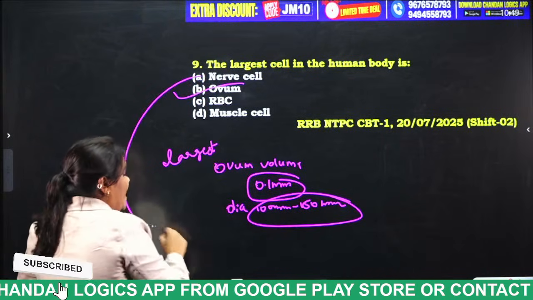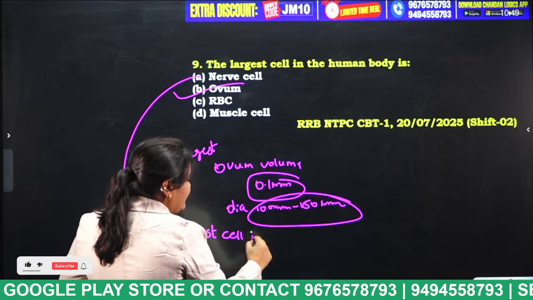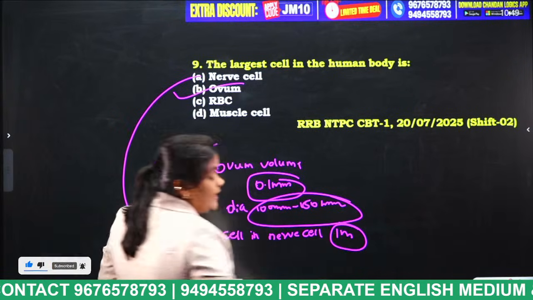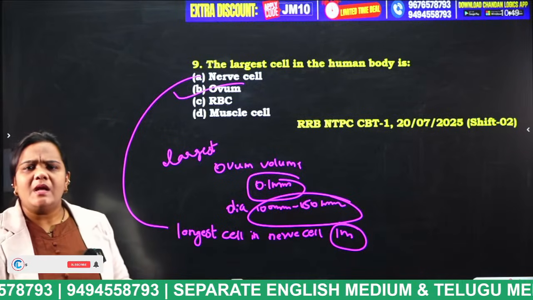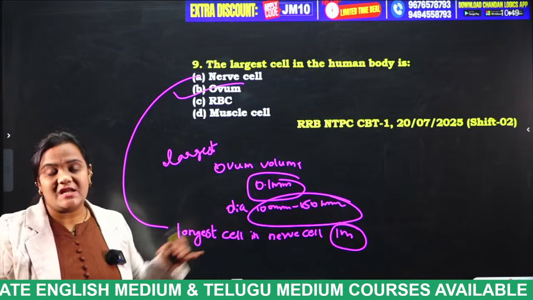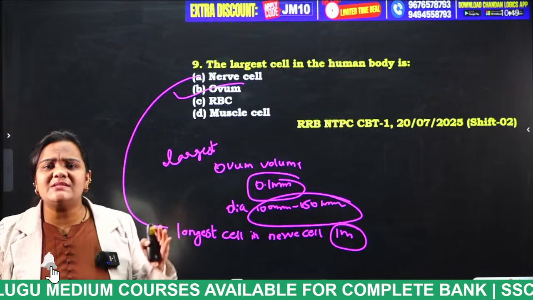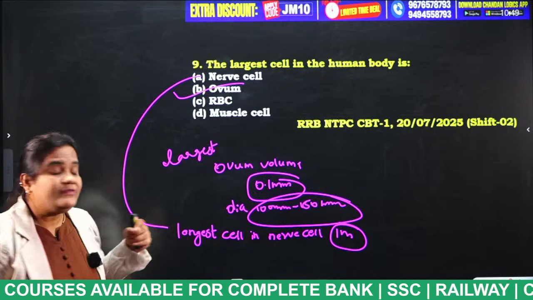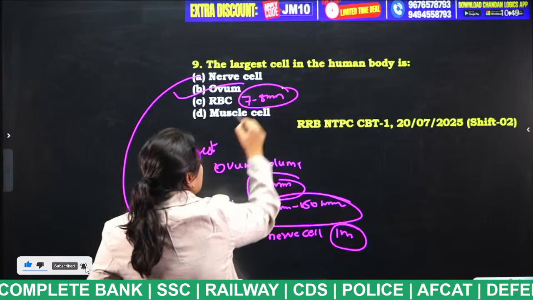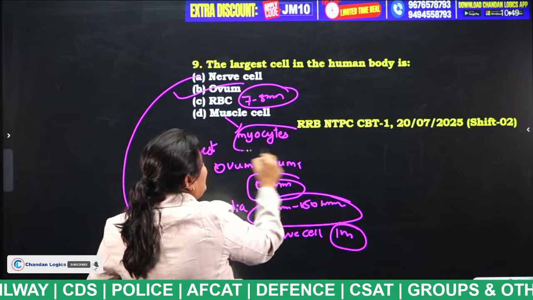And the longest cell in the human body is the nerve cell. Its length is approximately 1 meter. As it has a very small diameter, we do not call it the largest cell, we call it the longest cell, the nerve cell. And finally RBC. RBCs are very small cells in our body with a diameter of almost 7 to 8 mm only. And the muscle cell we call myocytes. They are also very small cells.